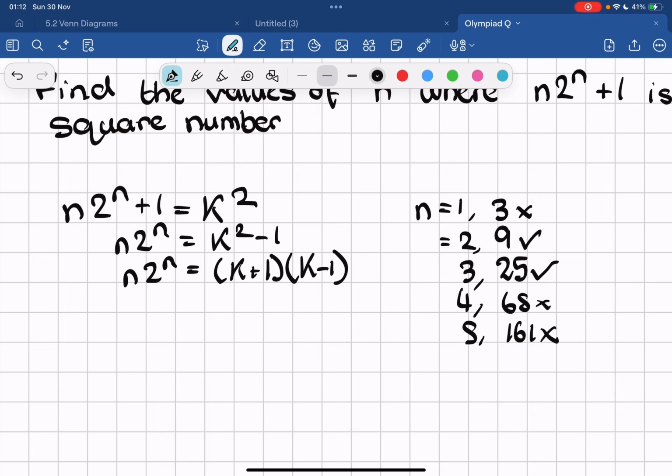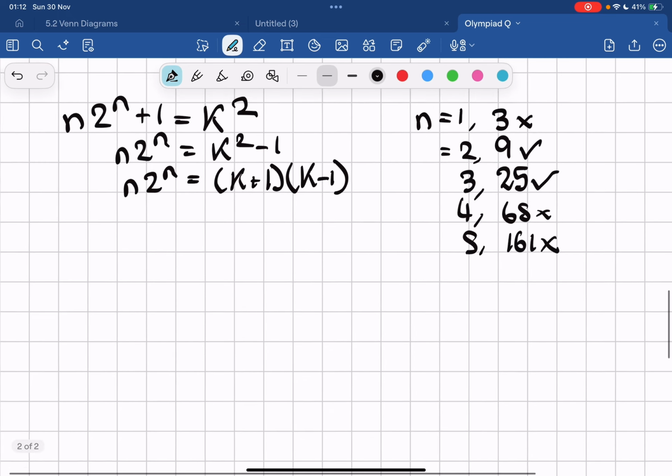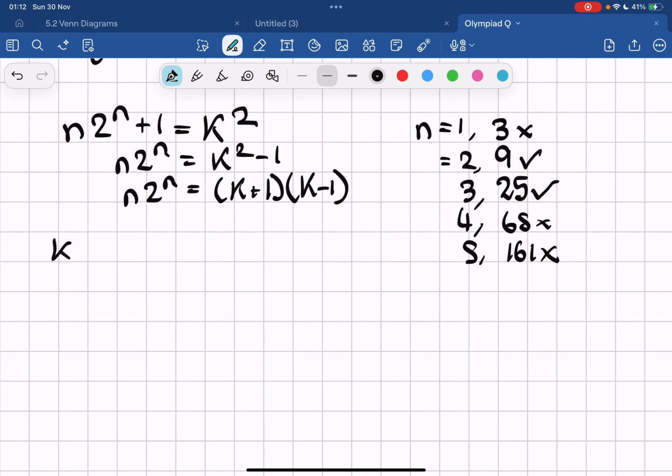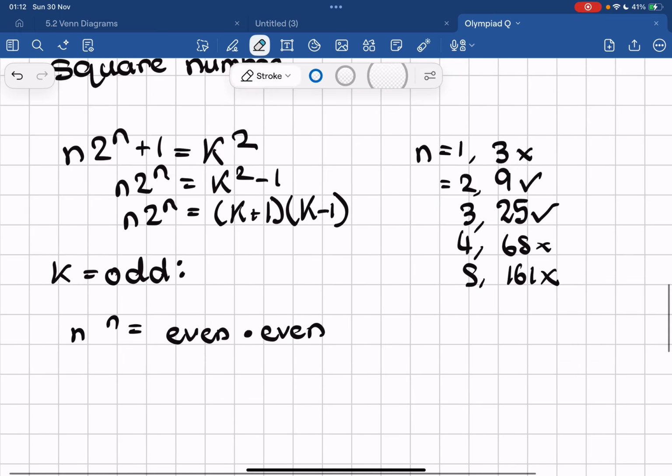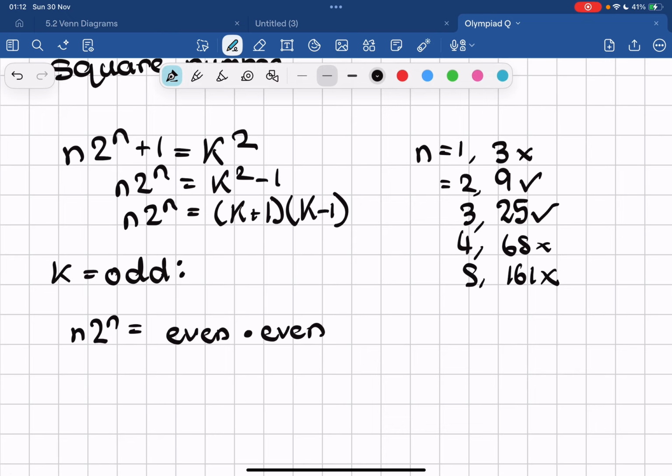Well, first thing to consider is when k is odd, what information are we presented with? So when k is odd, we've got n times 2 to the n. Well, k plus 1 means an odd plus 1, which is an even. And k minus 1, so odd minus 1, is also an even. So what we're saying is n times 2 to the n equals an even times an even.